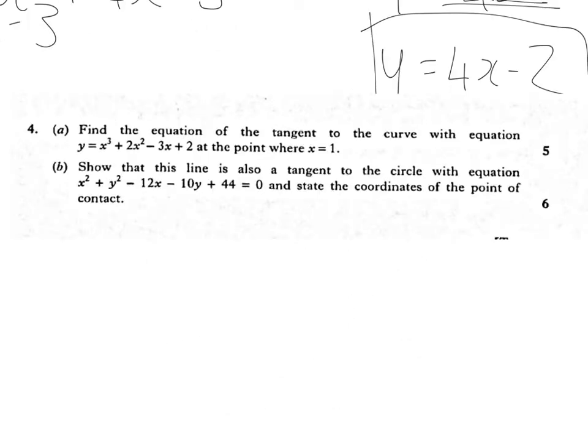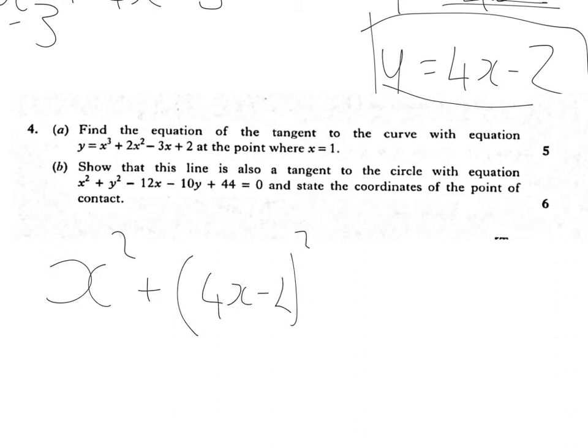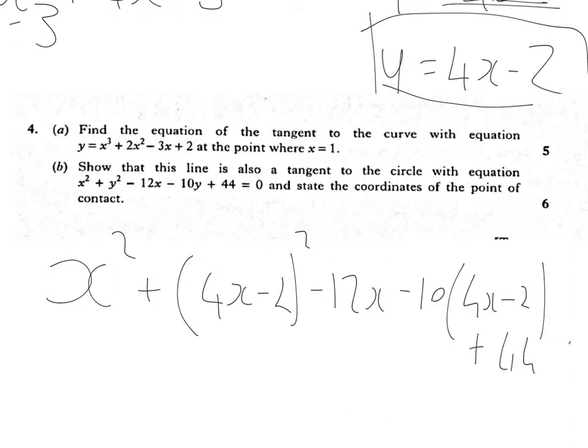Part B, show that this line is also a tangent to the circle with equation x squared plus y squared minus 12x minus 10y plus 44 is equal to 0. So it's just a question that's morphing from differentiation into the circle. So I'm going to sub in my y equals 4x minus 2 into the equation of the circle. Wherever I see y, I'll replace it with 4x minus 2. So x squared plus 4x minus 2 all squared minus 12x minus 10 lots of 4x minus 2 plus 44 is equal to 0.